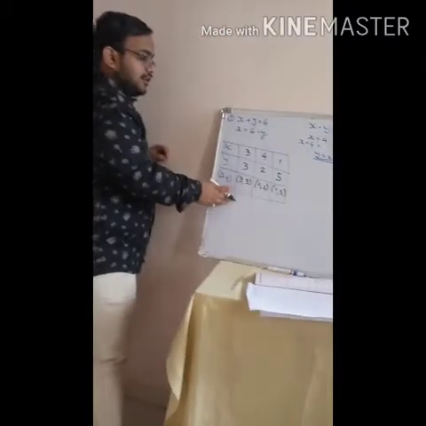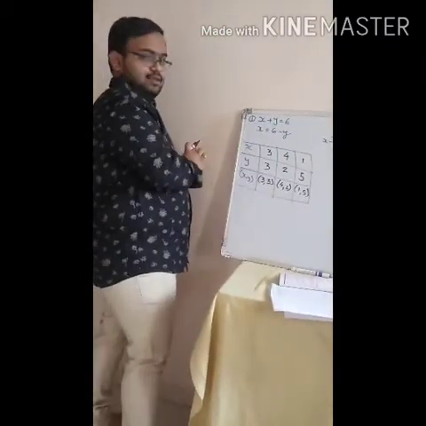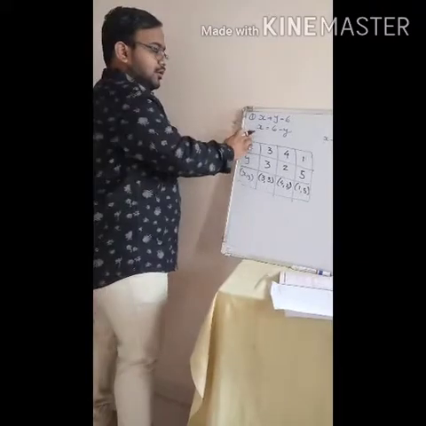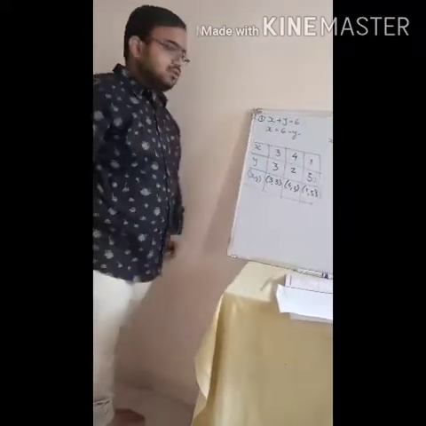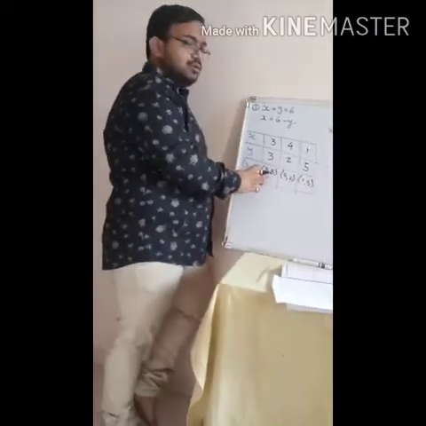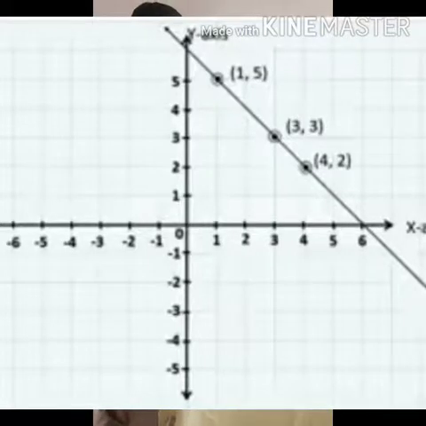While doing this, first we have to plot the equation x plus y equals 6. What are the points? 3, 3. See on the graph, here I have plotted the point 3 and 3: 3 on the x axis, 3 on the y axis. Next is 4 and 2: 4 on the x axis, 2 on the y axis. And 1 and 5: 1 on the x axis, 5 on the y axis.